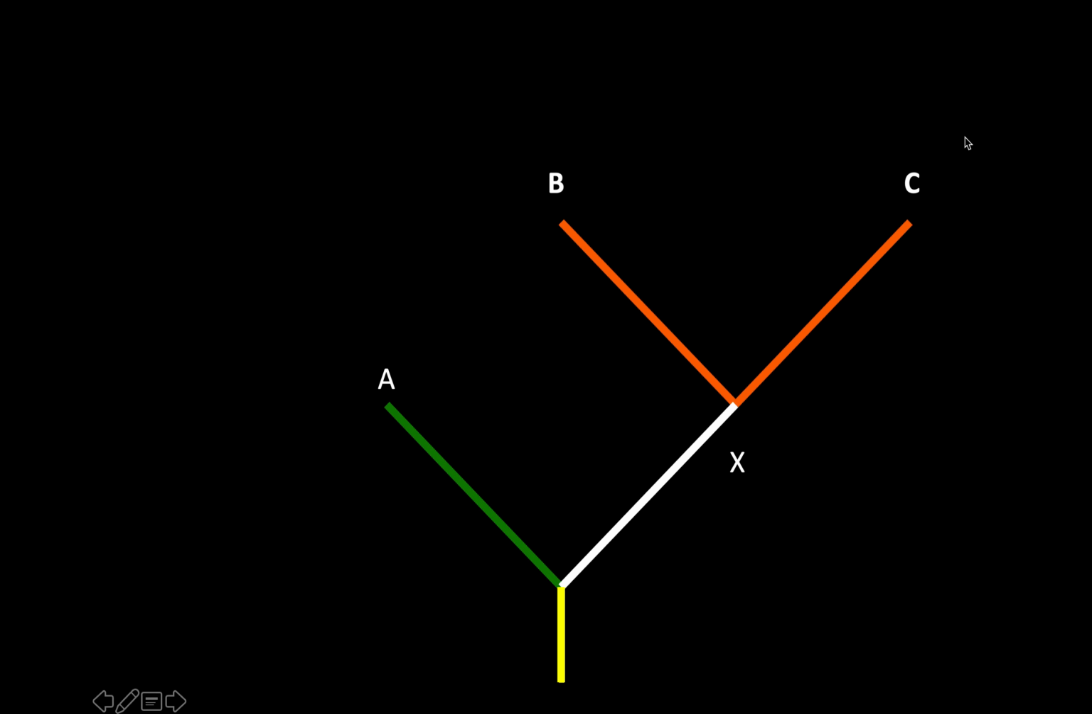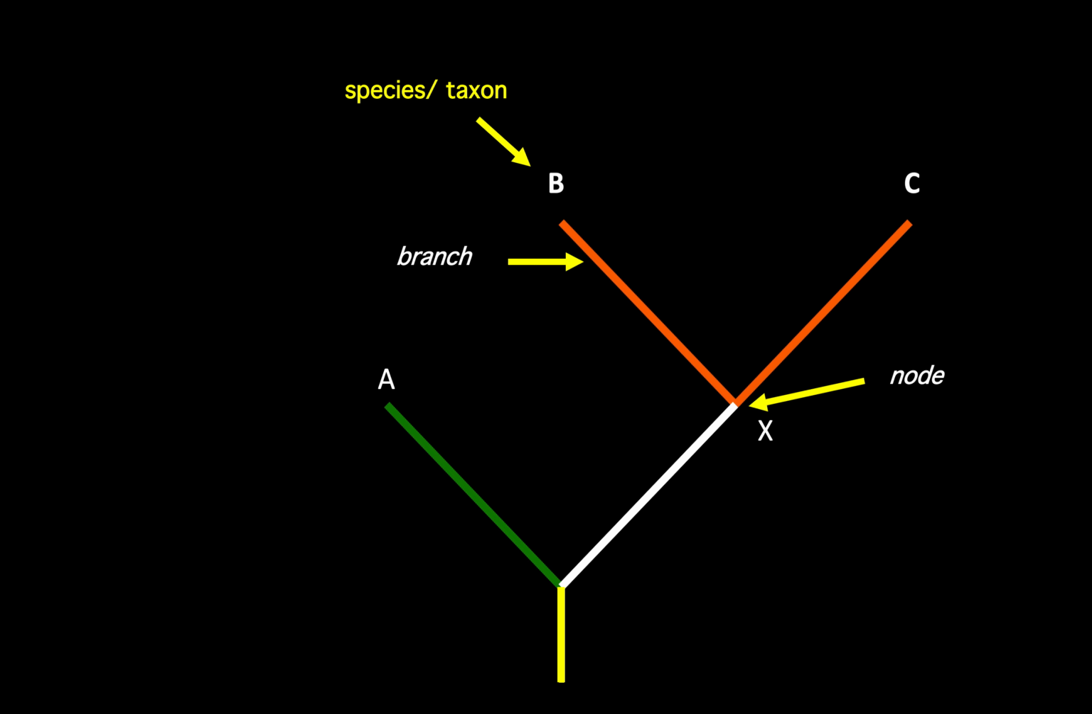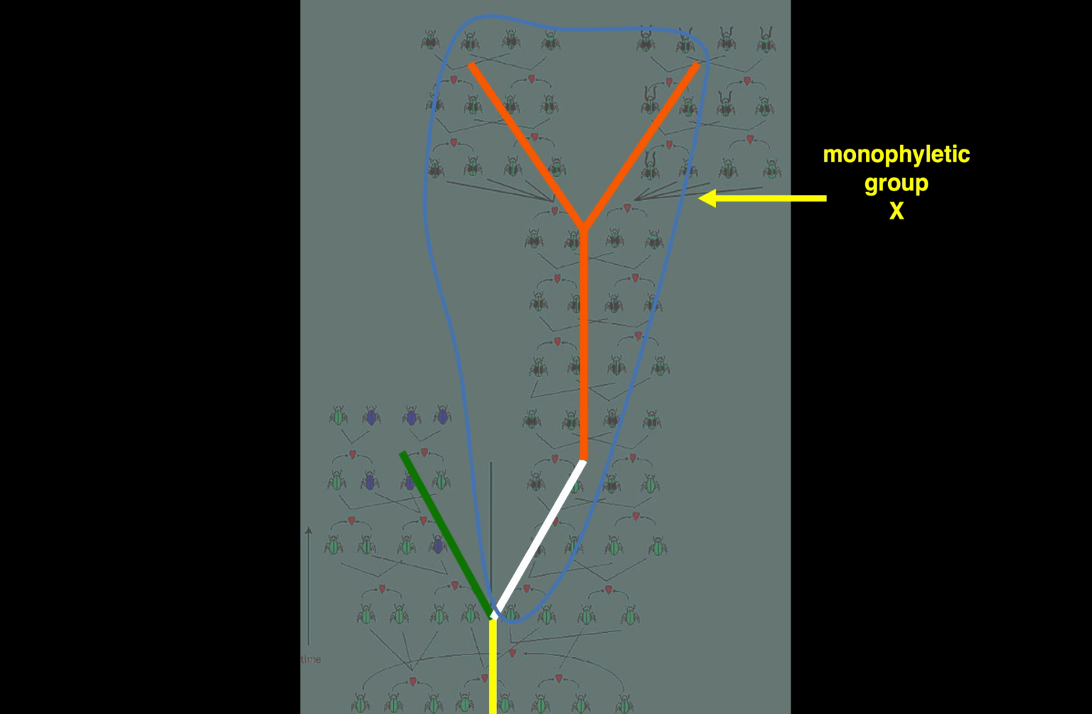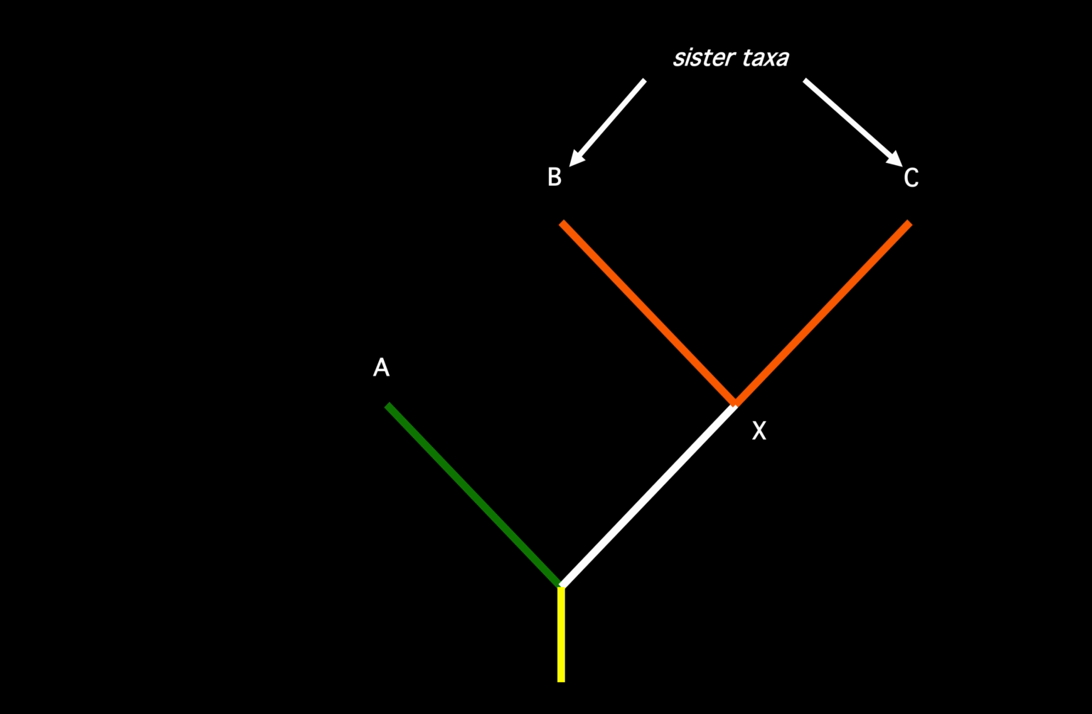So B and C are sister taxon. Their most closely related common ancestor is X. X and A are sister taxa. Okay? You don't need to worry about branch and node. I'm never going to ask you those questions again. That's just what those terms are called. So X is a monophyletic group. Here is our ancestor, and here are all of the descendants. We could start the ancestor here. We could start it here. It doesn't matter, okay? So we could also have this monophyletic group.